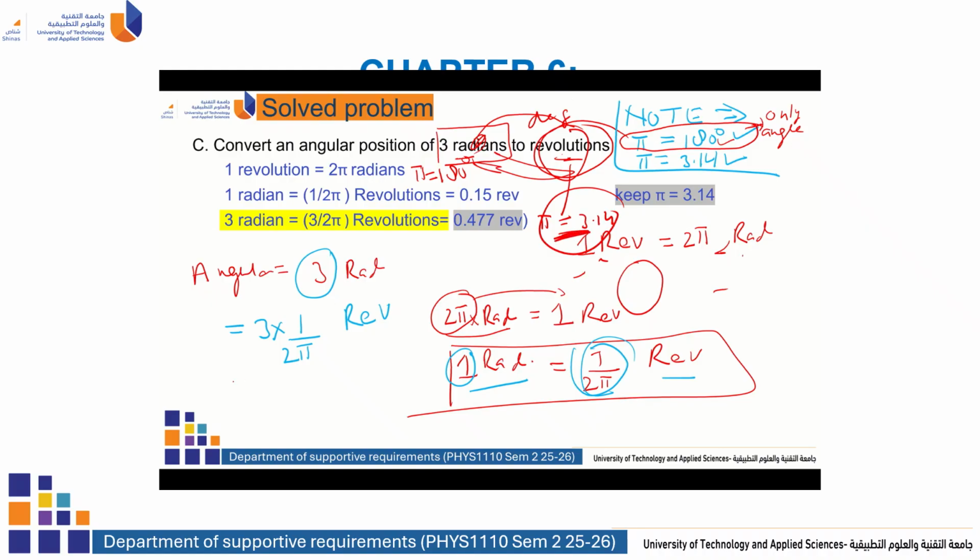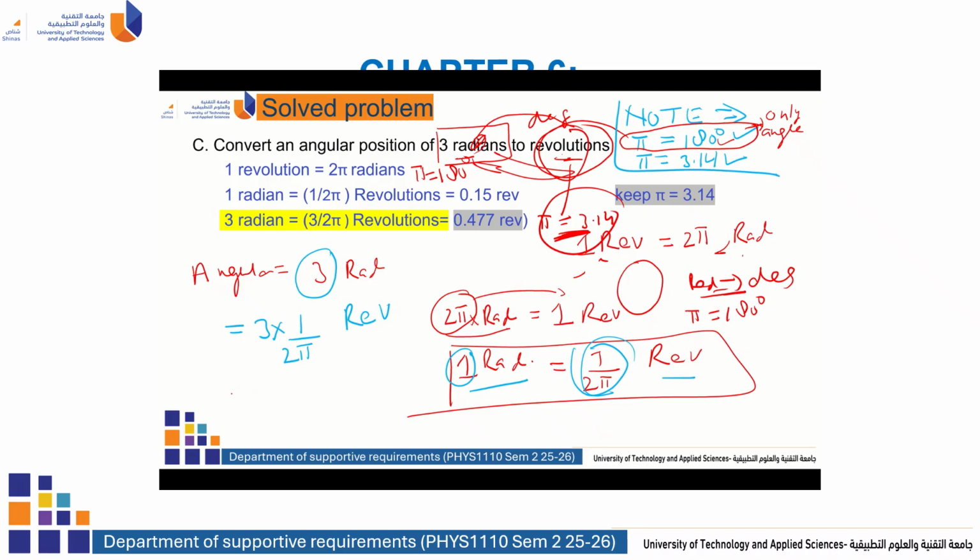Otherwise, if they are saying change the angle, only angle, and sometimes if they are saying change the angle radian to degree, or degree to radian, then in that case you can use pi, that is 180 degrees. Otherwise no, otherwise this value, 3.14.